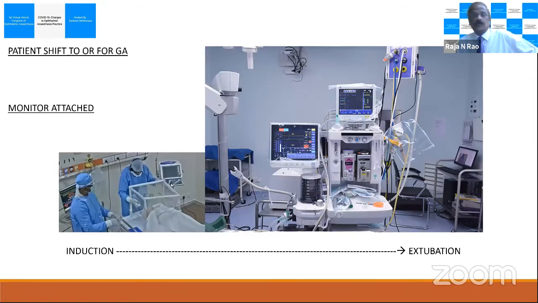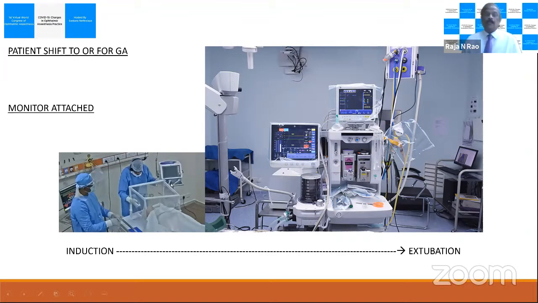Then coming to the shifting, bringing the patient to the OR, the next slide. Once we bring the patient to the OR, coordinating with the surgeon and all, when the patient is brought into the OR, only three people are allowed. And we switch off the ACs. The patient is made to lie on the OR table. Then an aerosol box is kept. The monitors are attached. Our monitors and ventilators are completely covered with transparent plastic sheets, because we will be regularly touching them. That's the reason why we cover the monitors and all our ventilators.